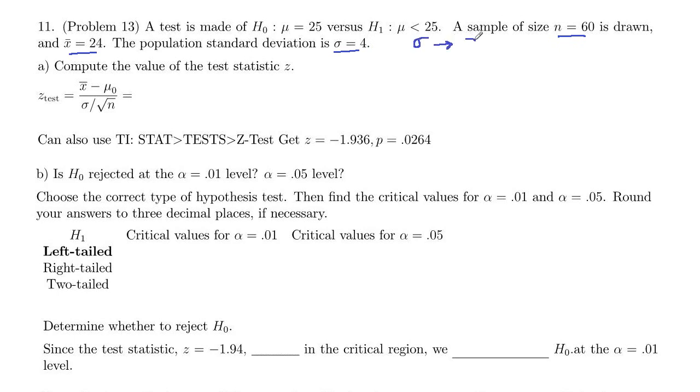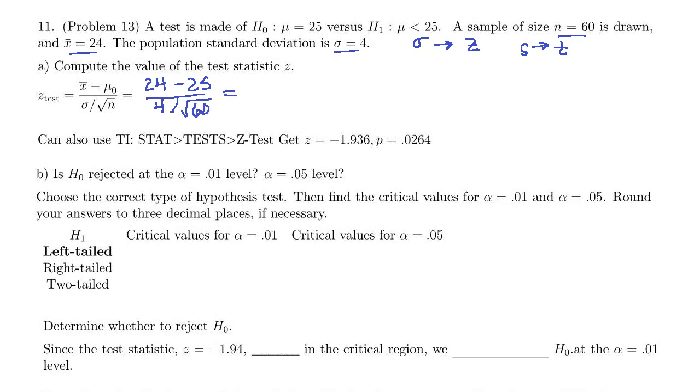That tells us that we're going to be using the z distribution, normal distribution. If we had been given s, the sample standard deviation, then we would use t, the t distribution. So they say compute the value of the test statistic z. So that's this formula here, sample mean minus hypothesized mean over standard deviation of the sampling distribution. So that's 24 minus 25, and we are dividing by 4 over square root of 60.